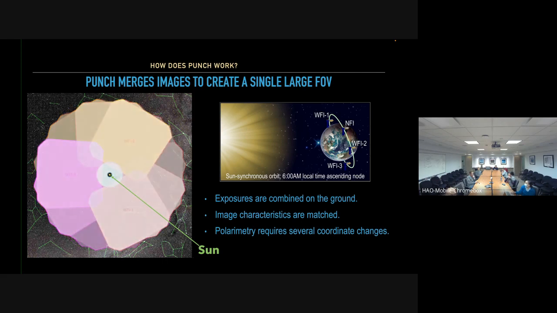So as the constellation orbits, this trefoil rotates on the sky, and we combine the exposures to cover the entire 90-degree wide field of view every 30 minutes or so. Over here on the right, you can see a rendering of the spacecraft going around.